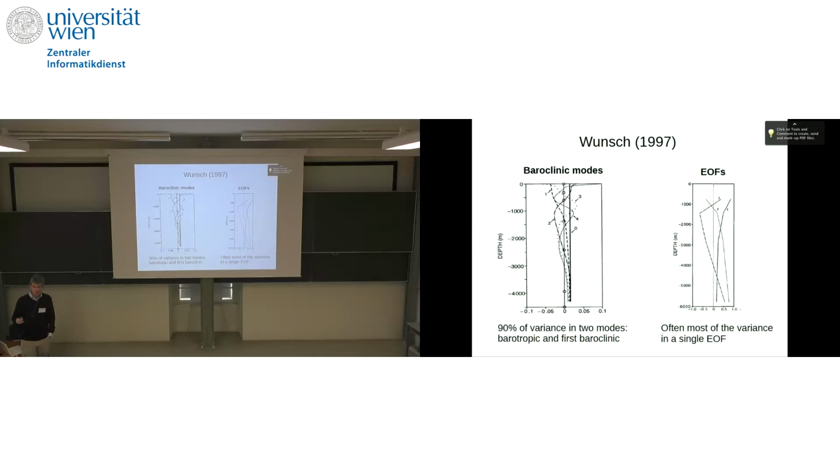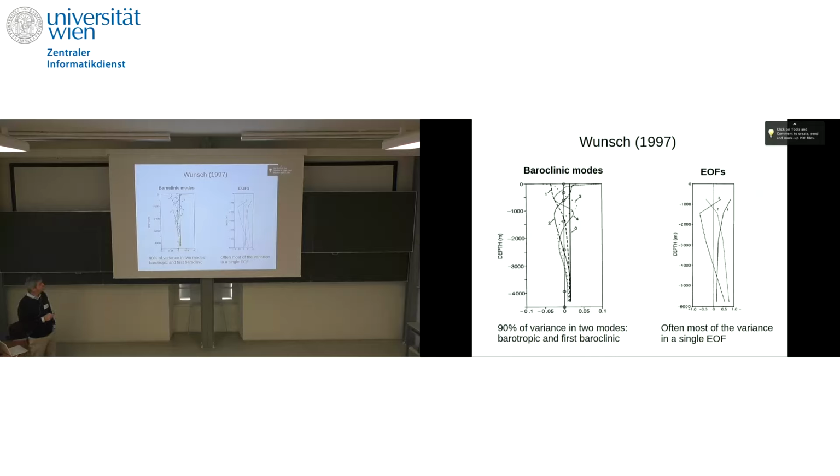And what he found, and this was a big deal when this came out, was that 90% of the variance could be captured with just two modes alone. So this barotropic mode and this first baroclinic mode. Okay, those two things were all you needed. So this was really nice because this meant that if you were looking at the surface of the ocean, you were basically looking at only two modes, not 50 modes, but two.